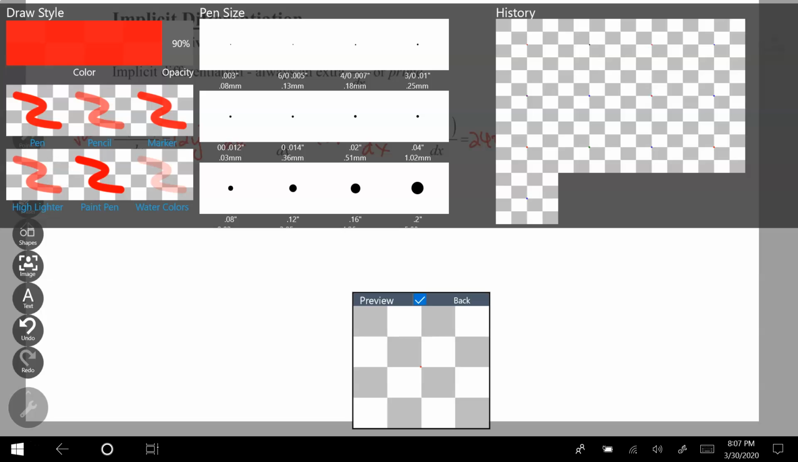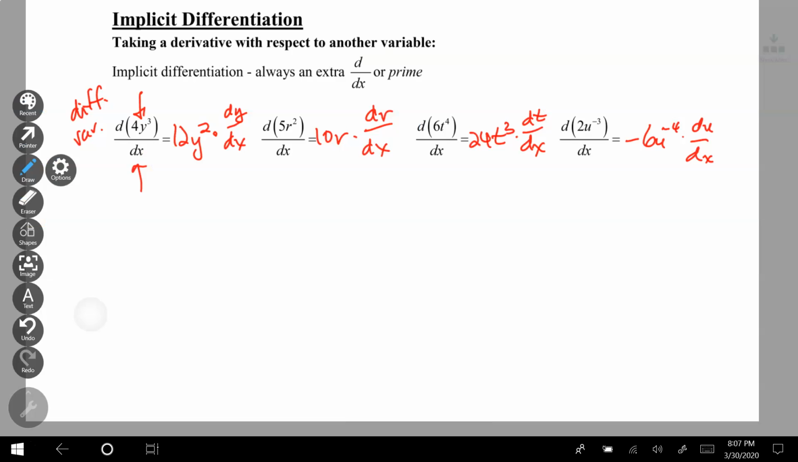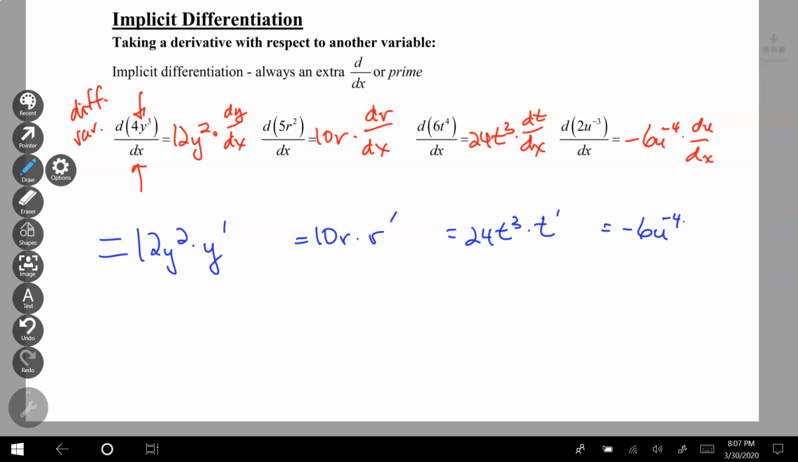And we've talked about this before in the prior unit. If you want to do things with primes instead, make this 12y squared times y prime, or 10r times r prime, or 24t cubed times t prime, or negative 6u to the negative 4 times u prime. That is implicit differentiation, and we're going to be using that today to do more difficult examples. And I'm going to turn the page. I'm going to pause the video.